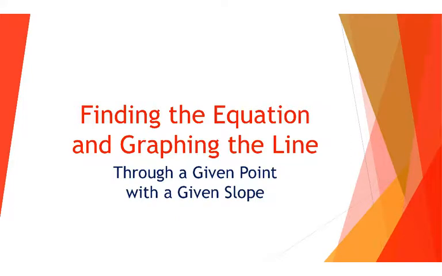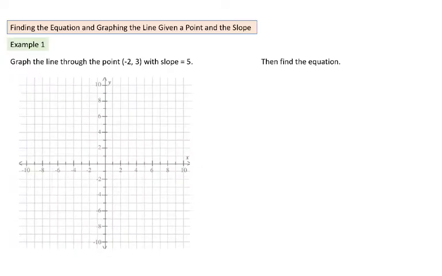Finding the equation and graphing the line through a given point with a given slope. Okay, in some problems, you're going to be given 1 point. So you're going to know the line goes through this 1 point, and then they might also tell you the slope of the line. And with that information, we can graph the line, and then I will show you how to find the equation.